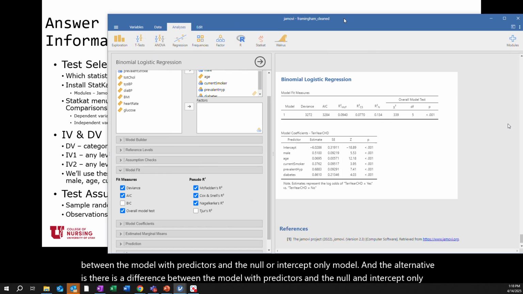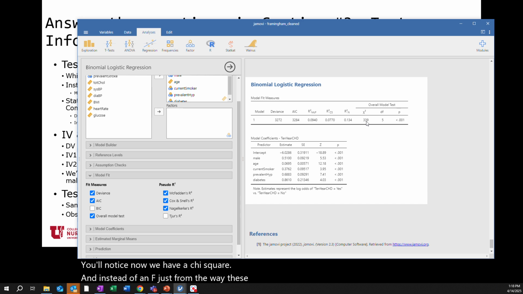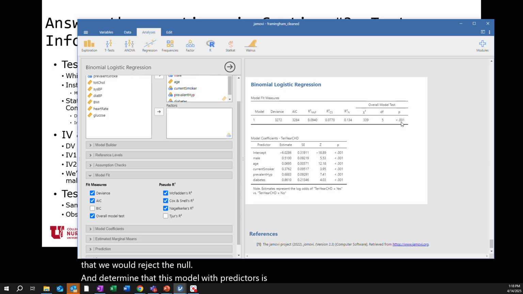So when we look at the significance test, you'll notice now we have a chi-square instead of an F, just from the way these things are calculated and how these are set up. So this is a chi-square test, but it is statistically significant, meaning that we would reject the null and determine that this model with predictors is significantly better than our null model that only would have an intercept.